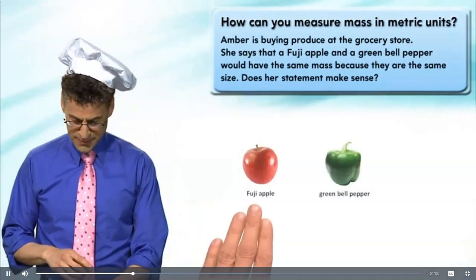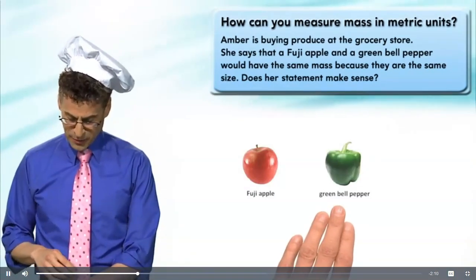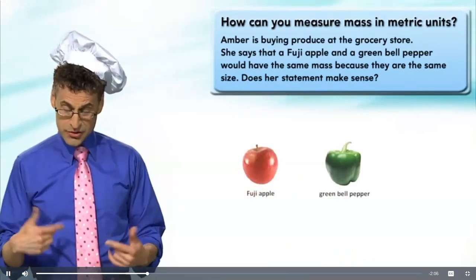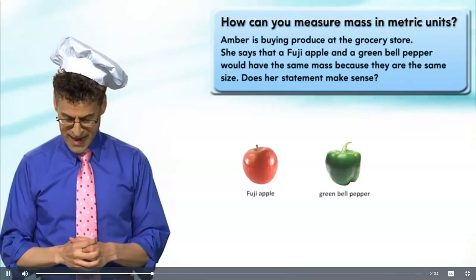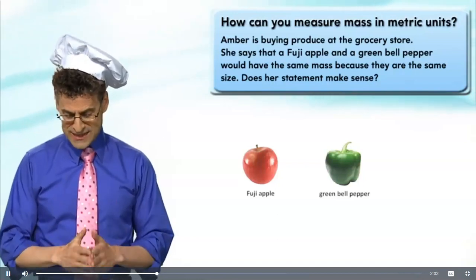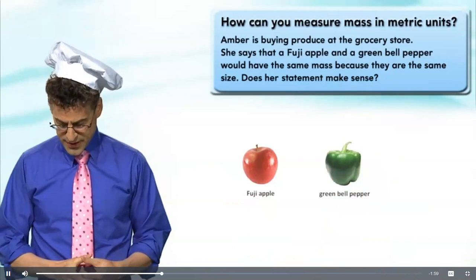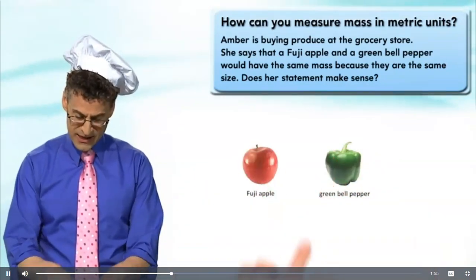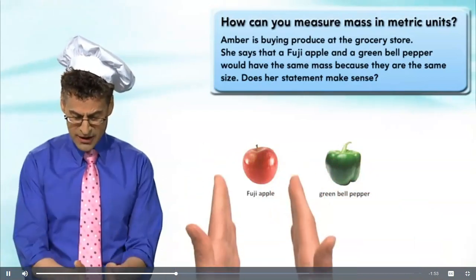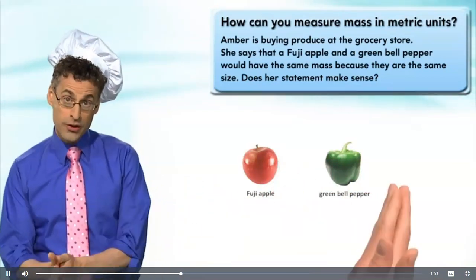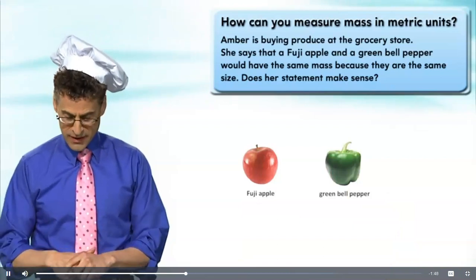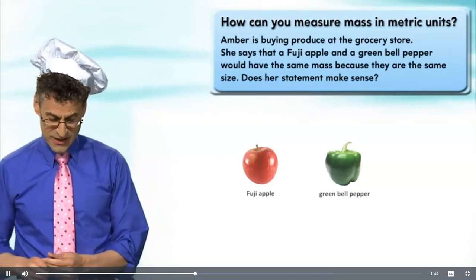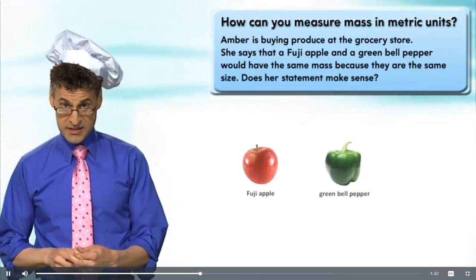So here's the Fuji apple, and here is the green bell pepper. And as you can see, they do seem to have the same size, and so she concludes, therefore, they're going to have the same mass. But remember that mass is the amount of matter that an object has. So it's not just solely based on the actual size. So how much matter is in the Fuji apple versus how much matter is there in the green bell pepper? Well, one way to actually see that for ourselves is to actually cut them open and see what we see inside.